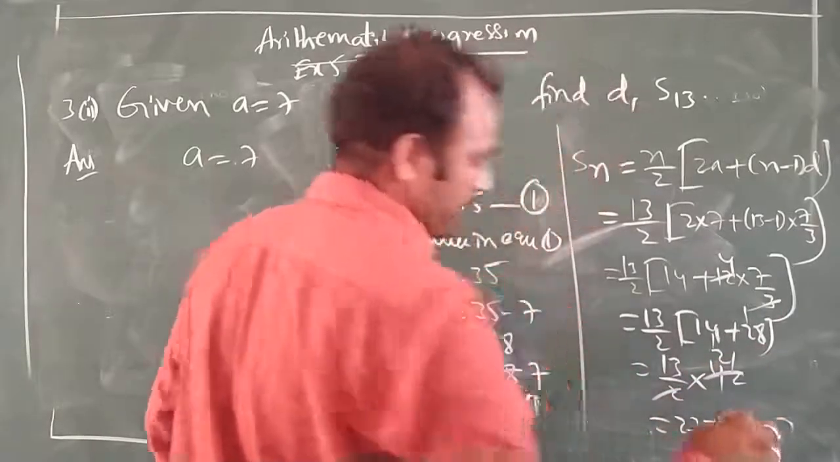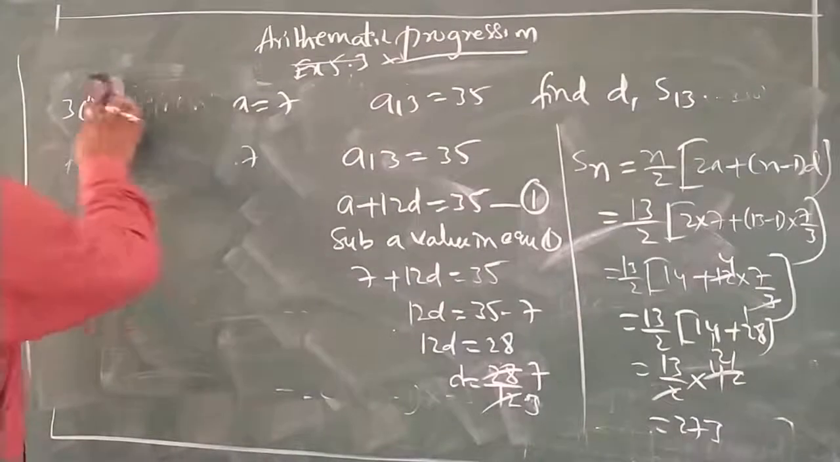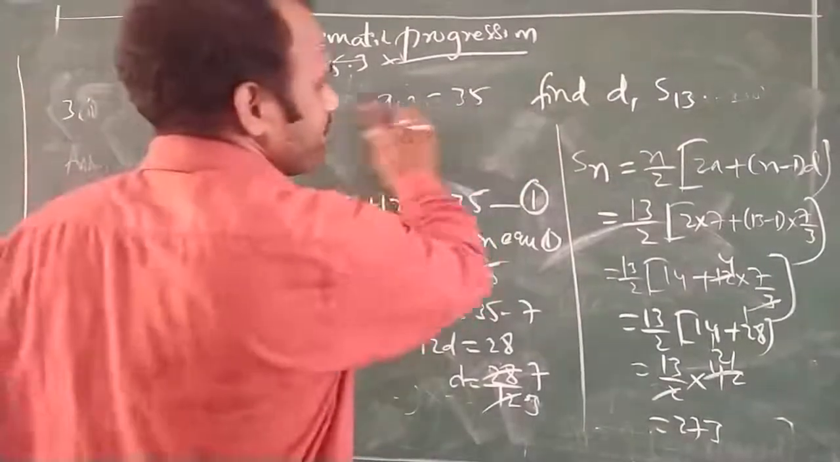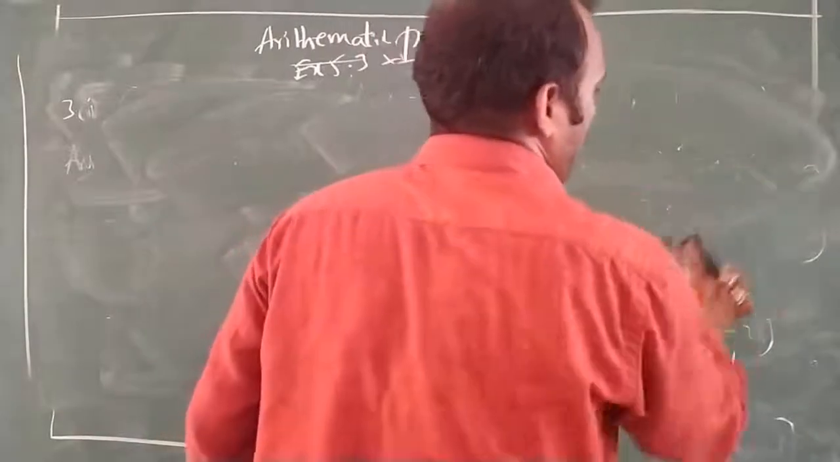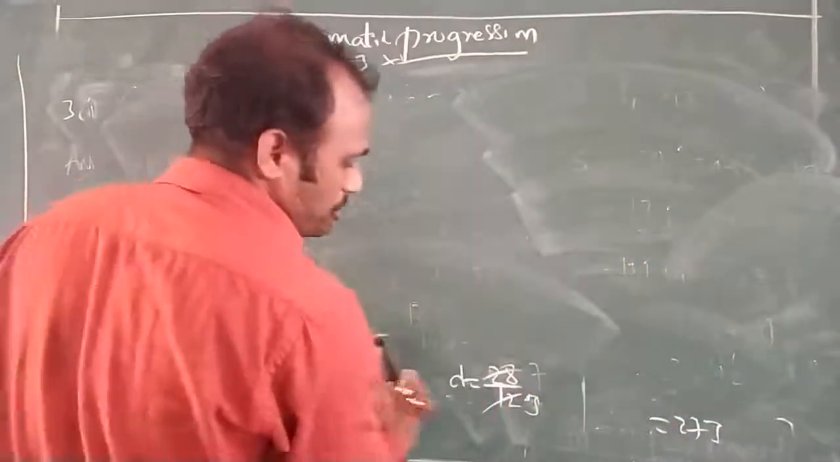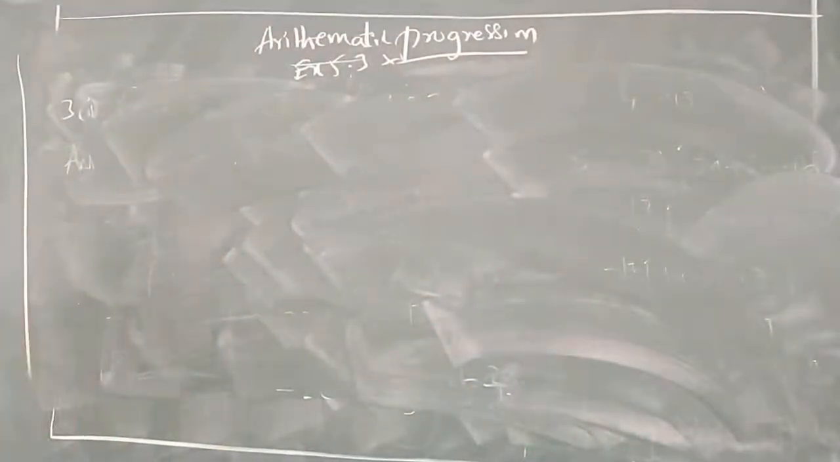13, 26, 273 is the answer. Okay. Next, let us see another question in the same bit. So here only we have learned two formulas, but we have to make sure what formula to be used for whatever the question that he has given. If we understand that, then the total chapter will be very easy here.